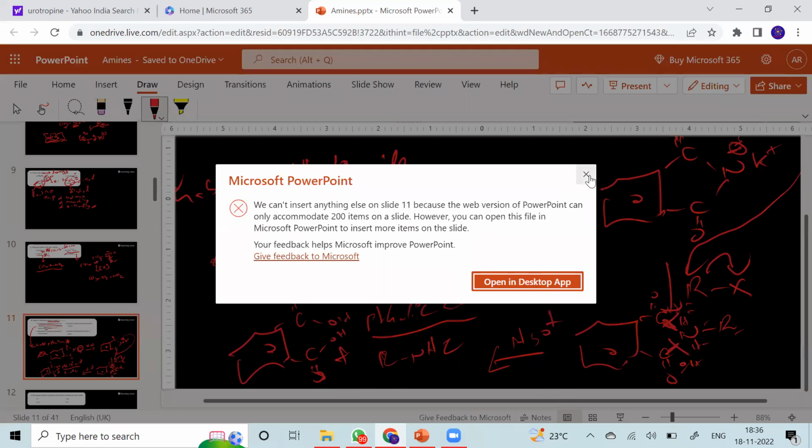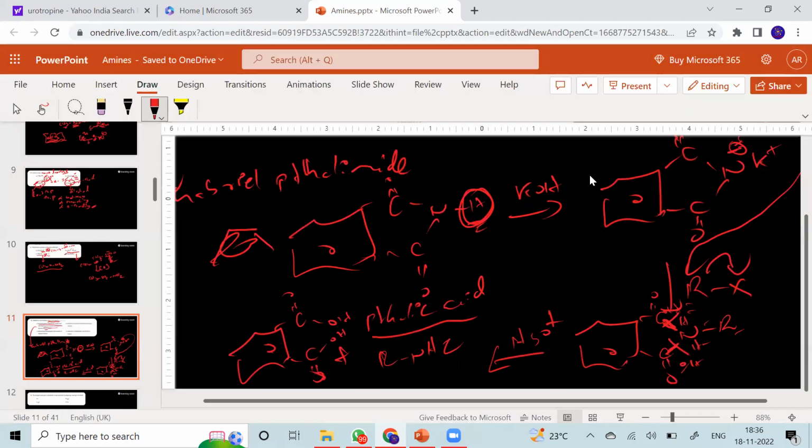Sir, phthalimide is benzene ring connected to CO and that CO connected to another benzene ring, no, sir? No. This is what is phthalimide, and this is what the reaction is.